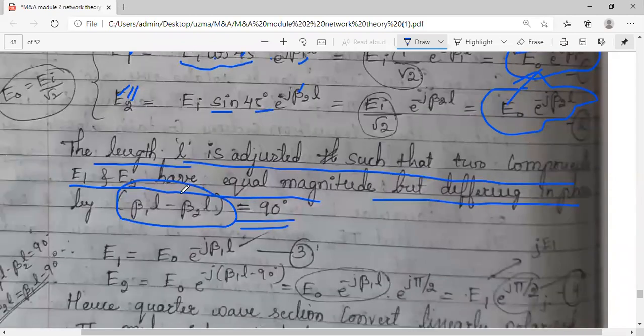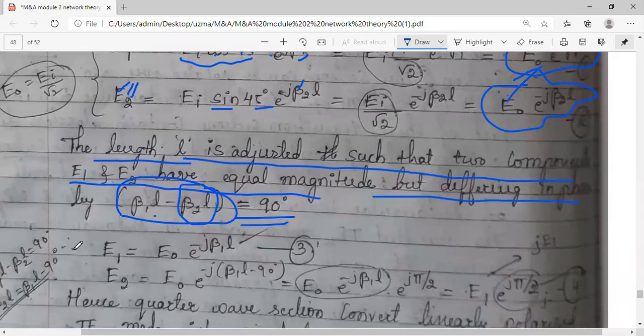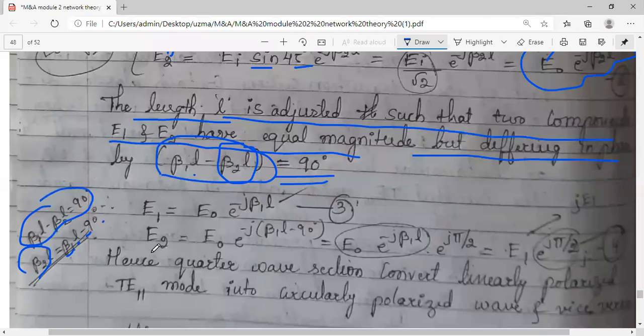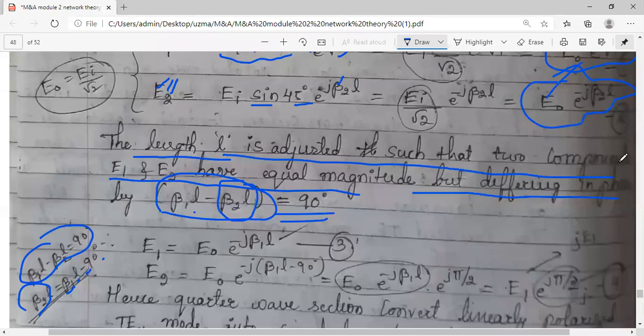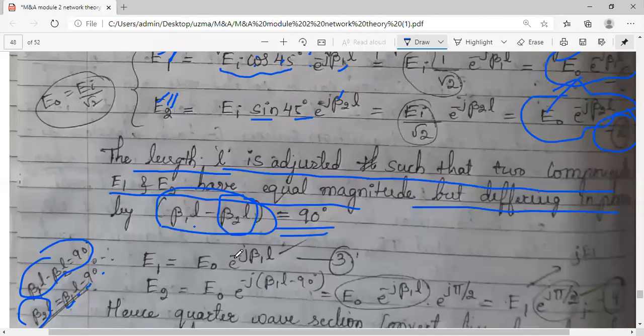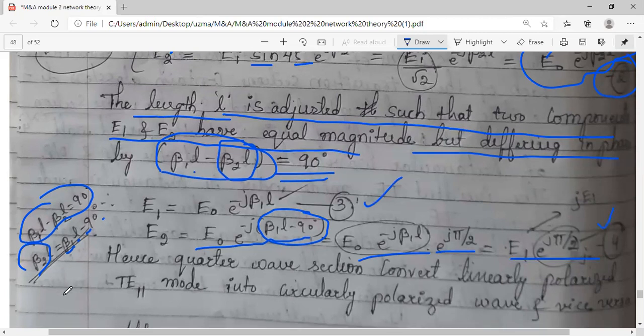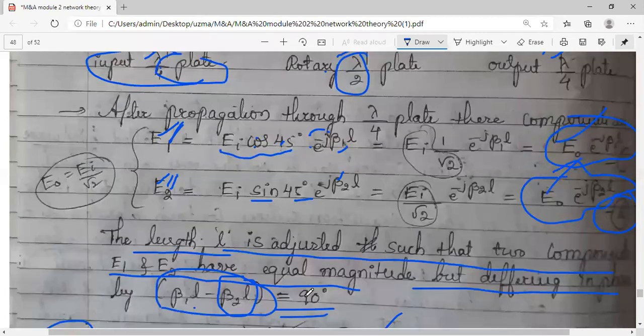So from this, I can express beta 2 in terms of beta 1. If beta 1 minus beta 2 is equal to 90 degrees, then beta 2 L is equal to beta 1 L minus 90 degrees. Substituting that in the second equation, E naught e raised to minus j (beta 1 L minus 90). So instead of beta 2 L, I have substituted. Simply after solving, I will get this equation 4. So we have discussed till equations 3 and 4. Now, the next is what?